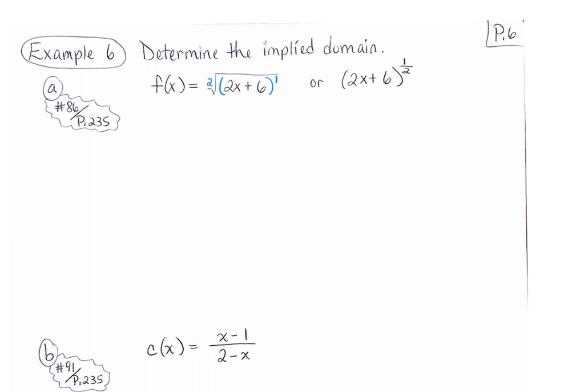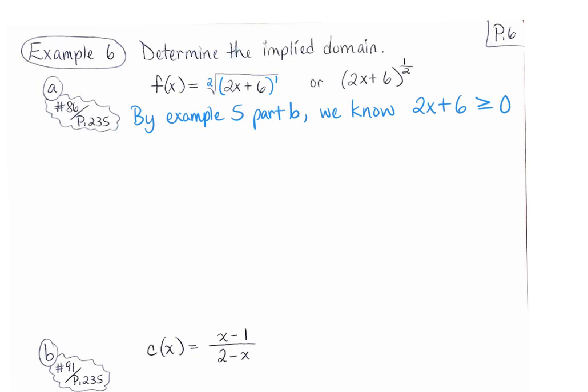Now, for a square root, as we just said, we know that what's inside always has to be greater than or equal to what? 0, as we just went over. So we know by example 5, that was part B, right? We know that 2x plus 6 has to be greater than or equal to 0. Now we solve this inequality and write it in interval notation.